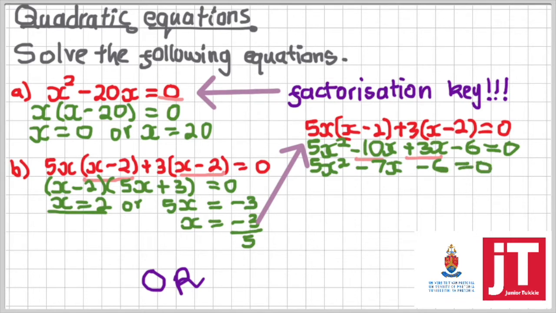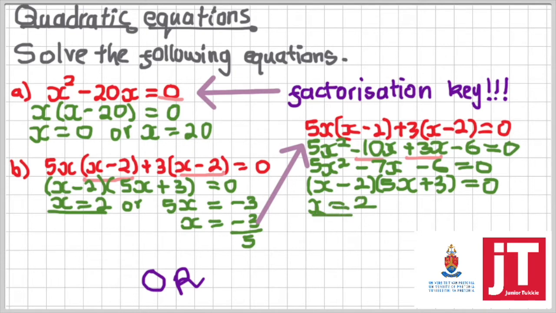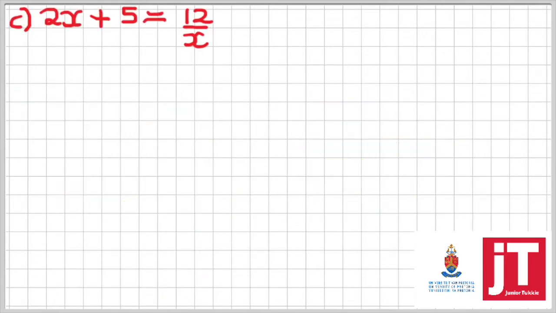Thereafter, we can factorize it to get our two factors as x - 2 and 5x + 3 as the second factor, all of which are equal to 0. Our two solutions would be x = 2 or x = -3/5. Same solutions, different methods. We move on to part C.